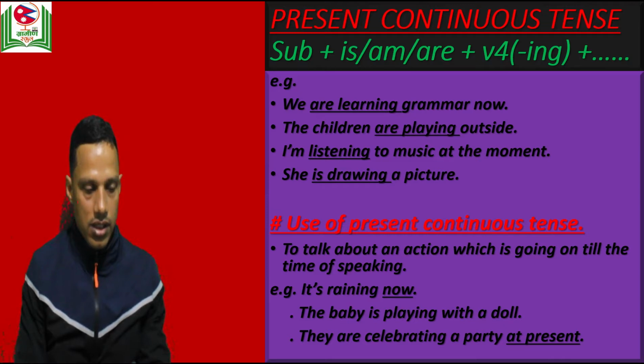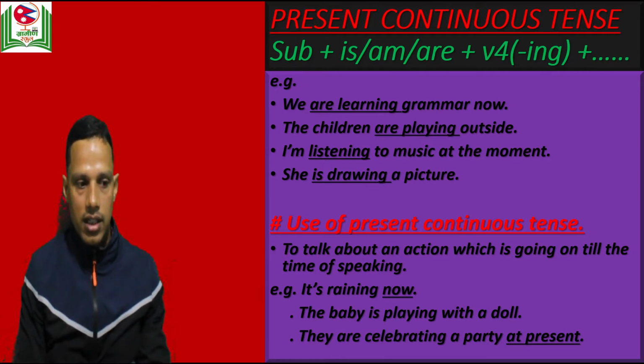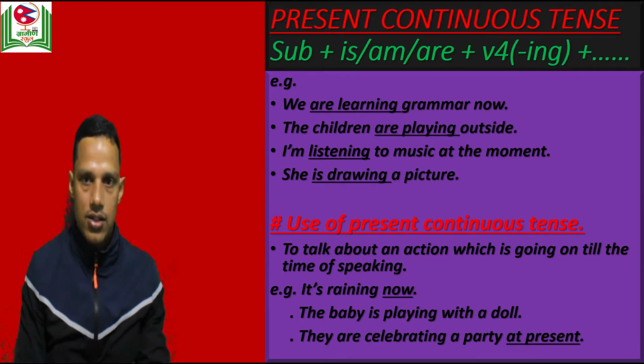In all these sentences you can notice the verbs that have been underlined. In the first one, are learning, are playing, I'm listening, then is drawing. These are in present continuous tense. Now, why do we use present continuous tense? To talk about what actions or events?